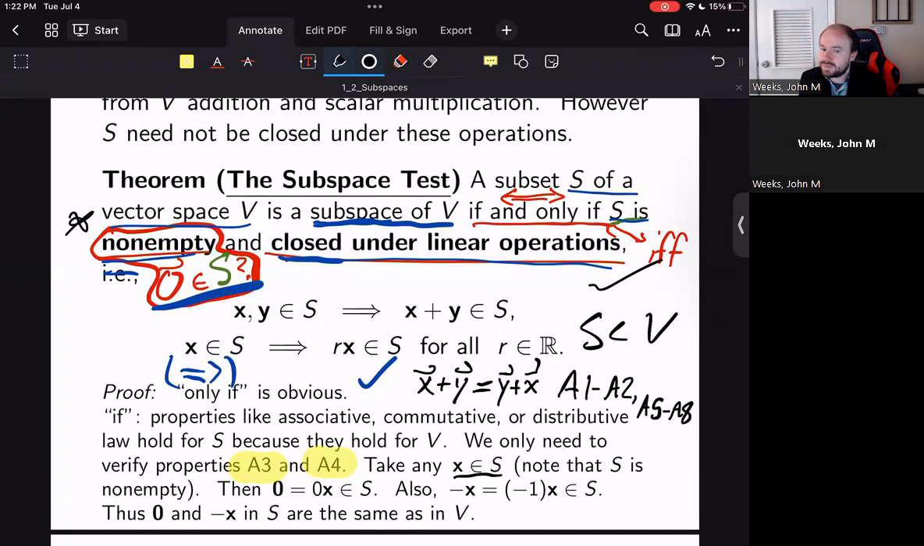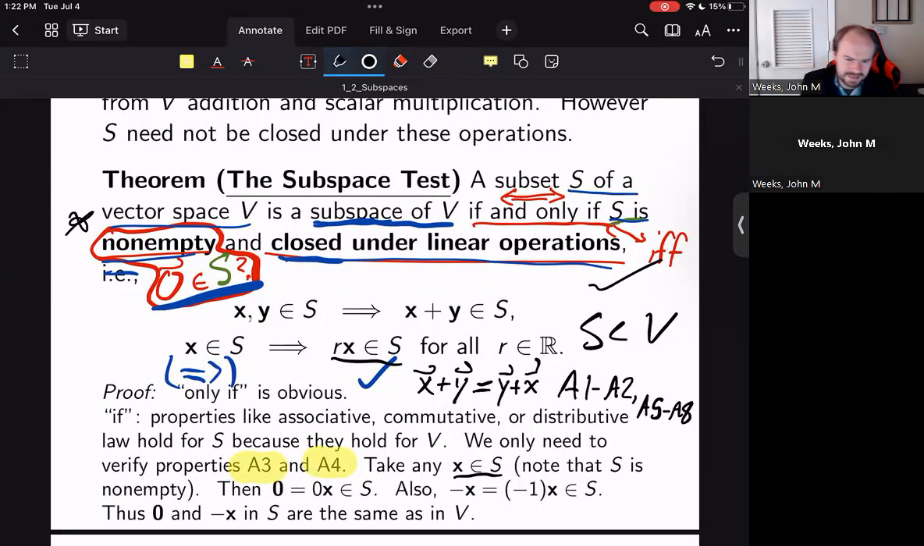Here's A3. We know that R times X is inside of this space, so we're going to make R equal to 0 for a second. We can do this for any R in the real numbers, and because of our use of quantifiers here, we know that we can just then make this equal to 0 times X.